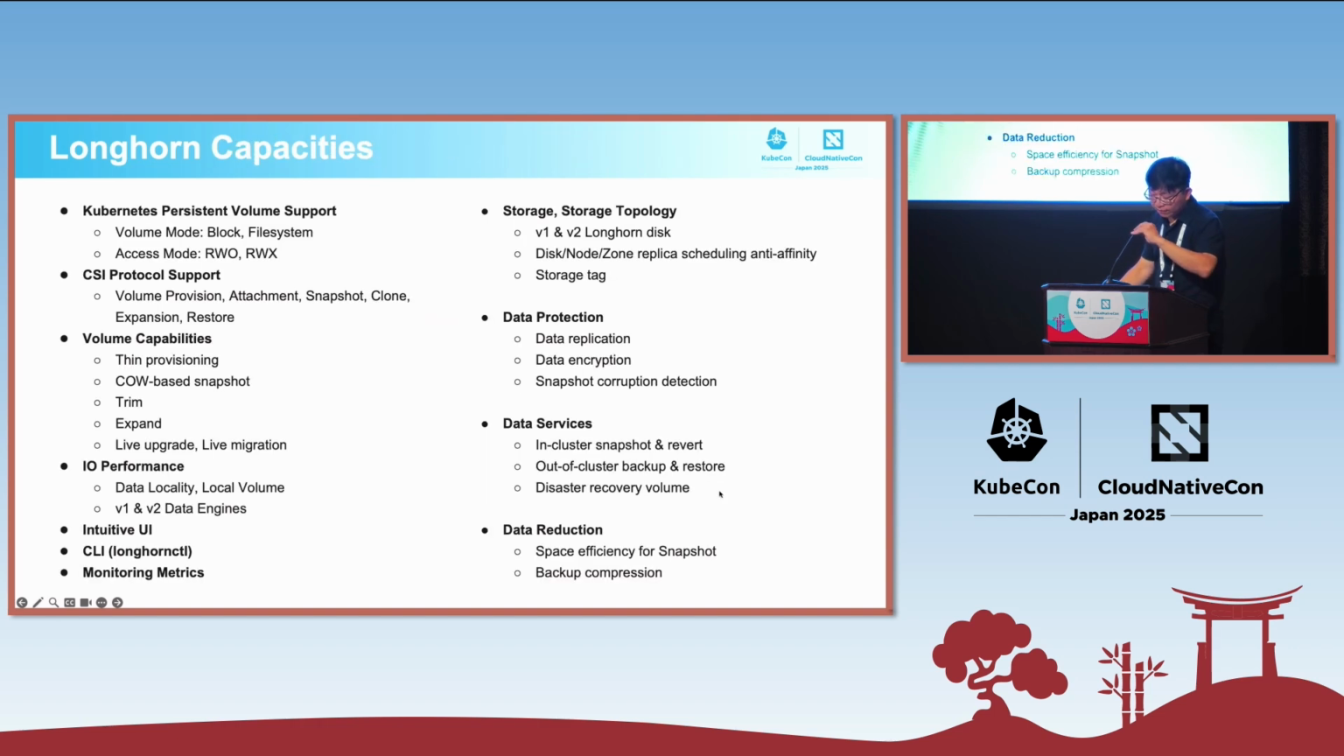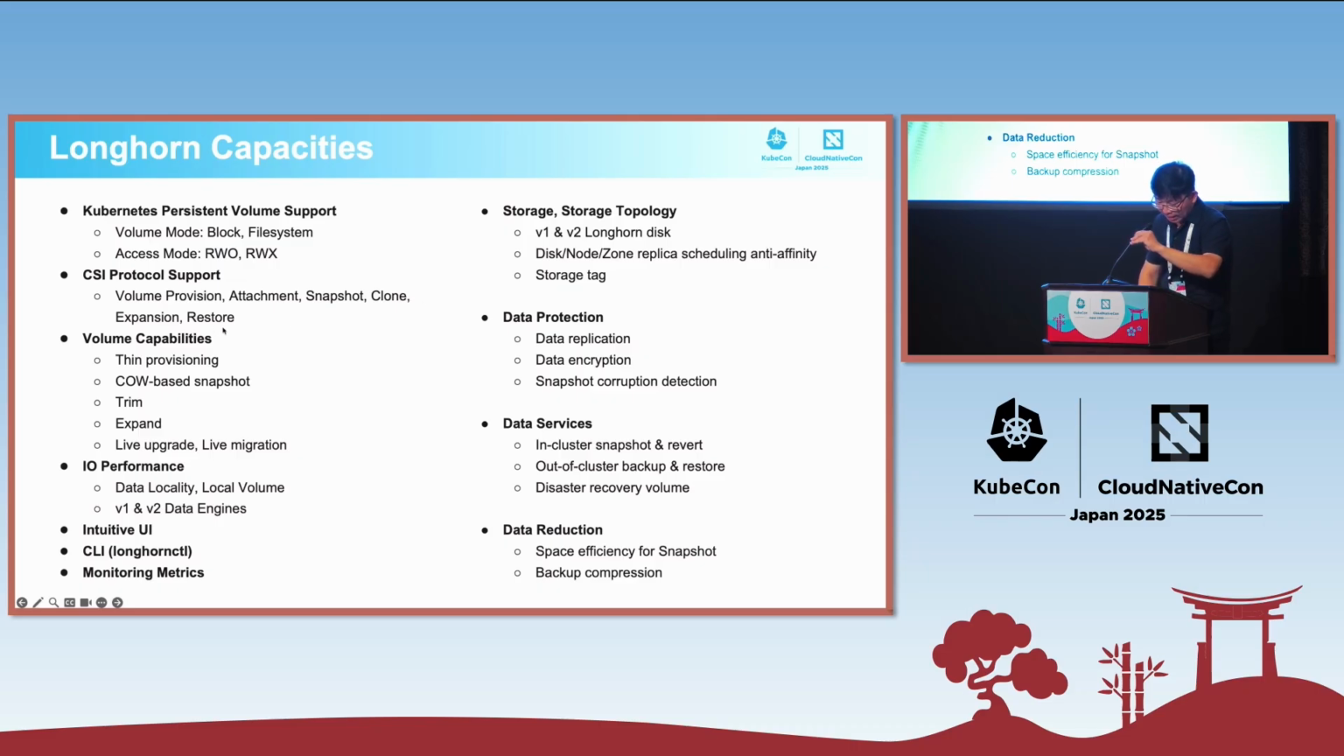Okay, we can take a look at the Longhorn capabilities. Currently, Longhorn supports block and file system volume modes. We also support ReadWriteOnce and ReadWriteMany access modes. For other access modes, we will implement them in the future. Or if you have time, you can contribute to Longhorn as well. For CSI protocol support, we support most of the operations, including volume provisioning, attachment, snapshot, cloning, volume expansion, and volume restore.